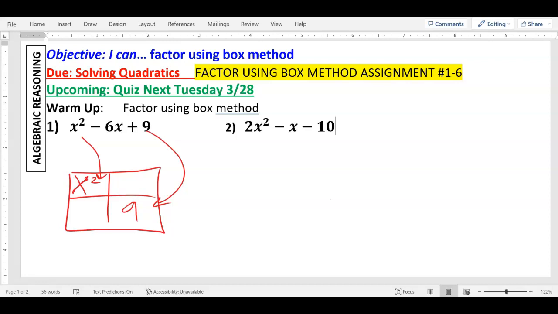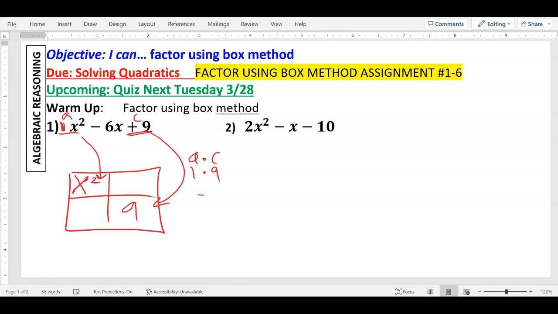What's A? What's the first number way out here in front of the X squared? Yeah, there's no number, so it's 1. What's the C value right here? A, B, C. So A times C is going to be 1 times 9. Cool. So over here, I'm going to do A times C, which is 1 times 9. What's 1 times 9?